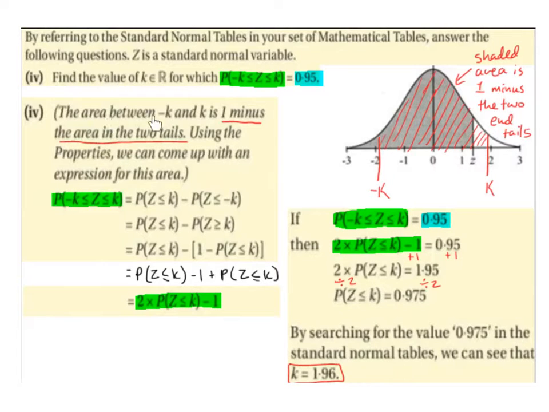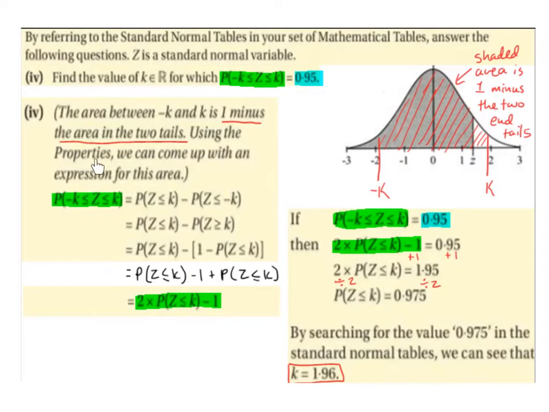So the area between minus k and k is 1 minus the area of the two tails. If we let this be minus k and this be k, and we take the area of this tail and the area of this tail away from 1, because the area under the entire curve is 1, we are left with the area in the middle. So the shaded area is 1 minus the two end tails.